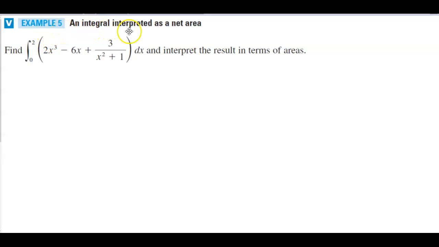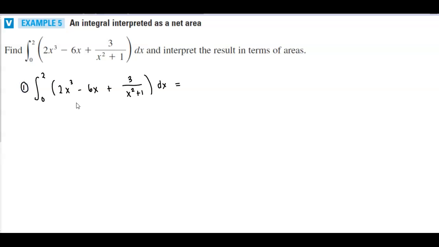Example 5, an integral interpreted as a net area. We want to find the integral going from 0 to 2 of the function 2x cubed minus 6x plus 3 over x squared plus 1 dx, and interpret the result in terms of areas. So here we have the integral going from 0 to 2 of the function 2x cubed minus 6x plus 3 over x squared plus 1 dx.